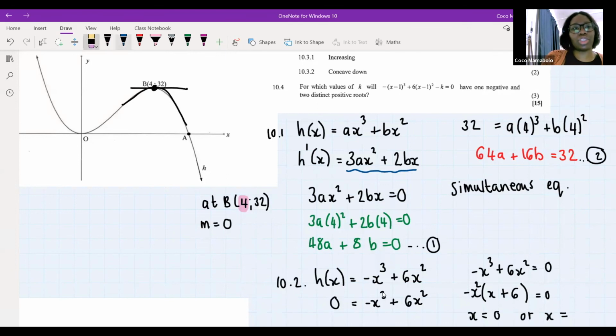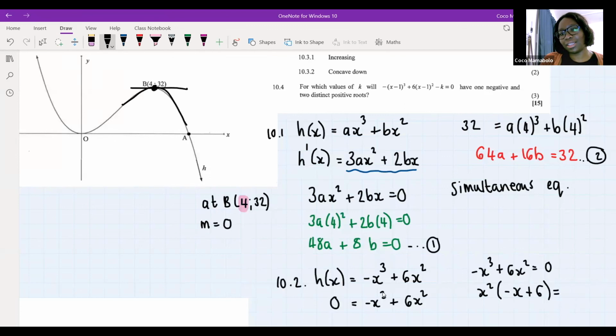No, I'm lying. I should have just taken out x squared. That's why. If I take out x squared, I'm going to have minus x plus 6 is equal to 0. I know this because I need to get a positive answer for a. My a is on my positive side of my graph. So that's going to give me x is equal to 0 or x is equal to 6.